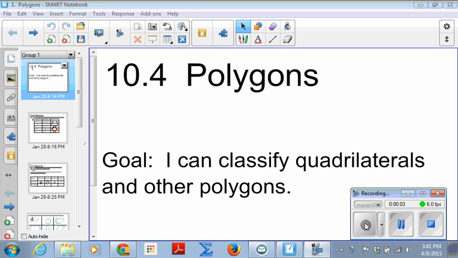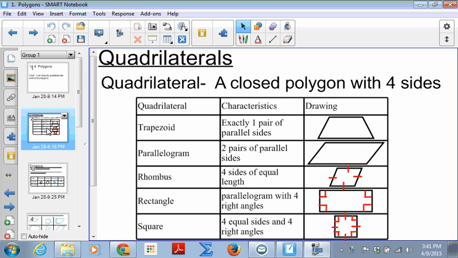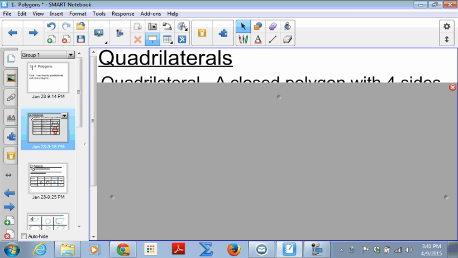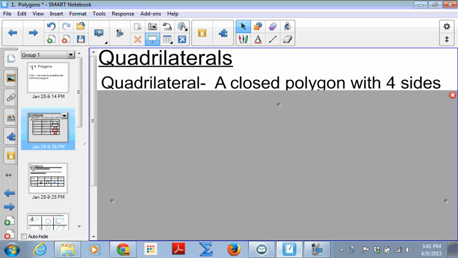Today's lesson is on polygons, and the goal is to classify quadrilaterals as well as other polygons. So on your notes page, you've got a chart, and it is not filled in, so make sure you do so, please, as we look at a few different polygons here. So a quadrilateral is a closed polygon with 4 sides.